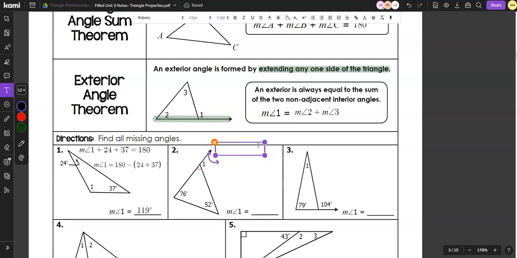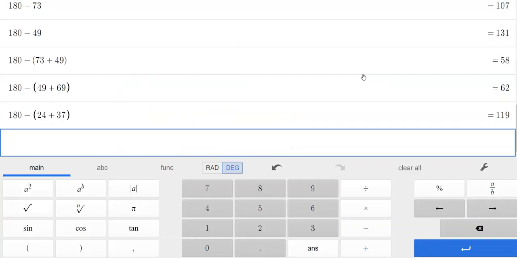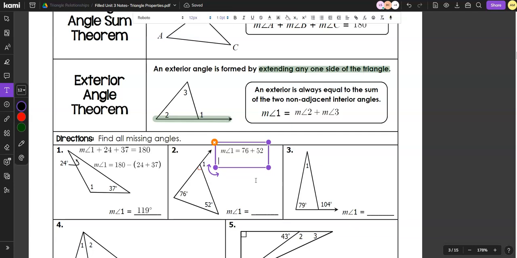So for this one, the measure of angle 1 is equal to the measure of the remote interior angles. Remote means not adjacent. Usually you will use your remote to control your TV from across the room, and we get 128 degrees, okay?